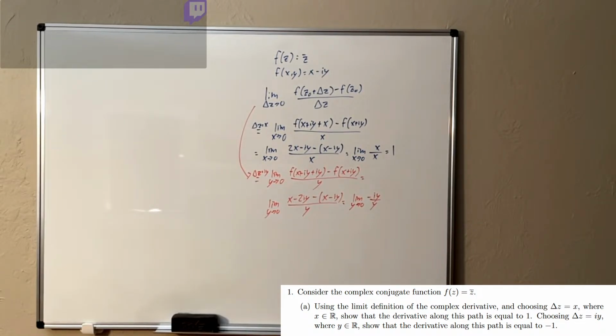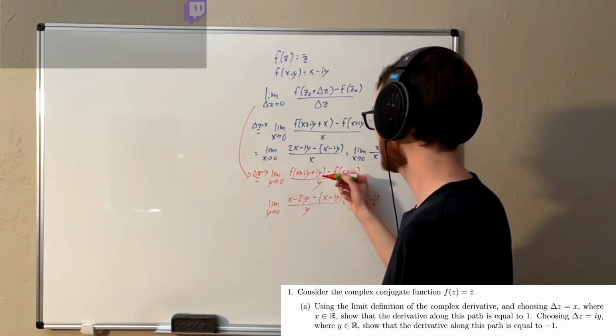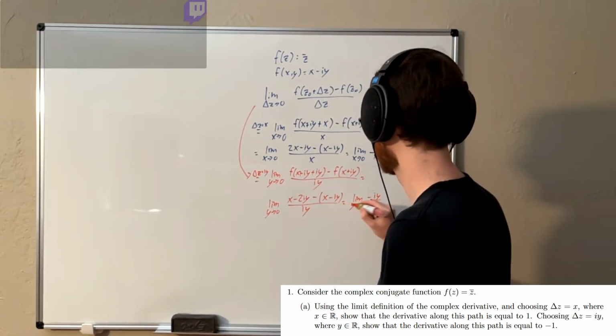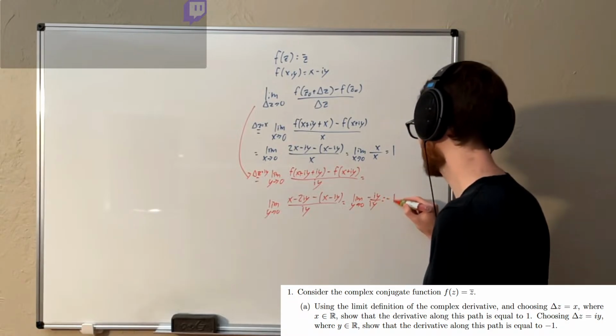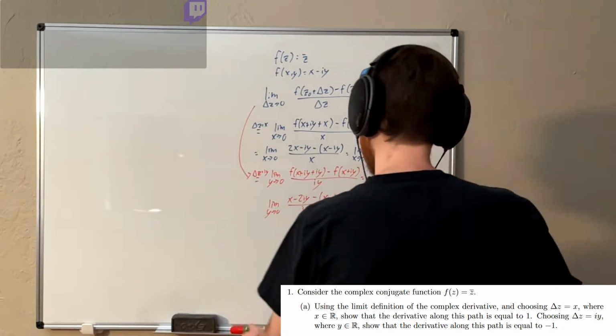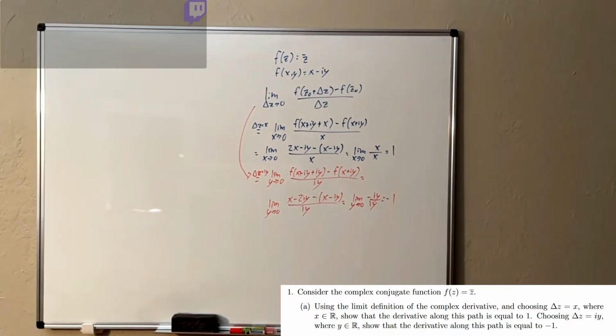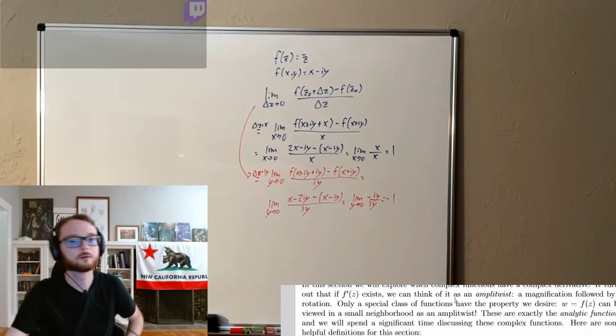Just ignore, my brain died. No worries. We're supposed to get -1, not... Oh, I didn't sub it right. Delta z, we get iy. There we go. -1. All right. I don't know if my work is perfect here, but I want to call part A done.